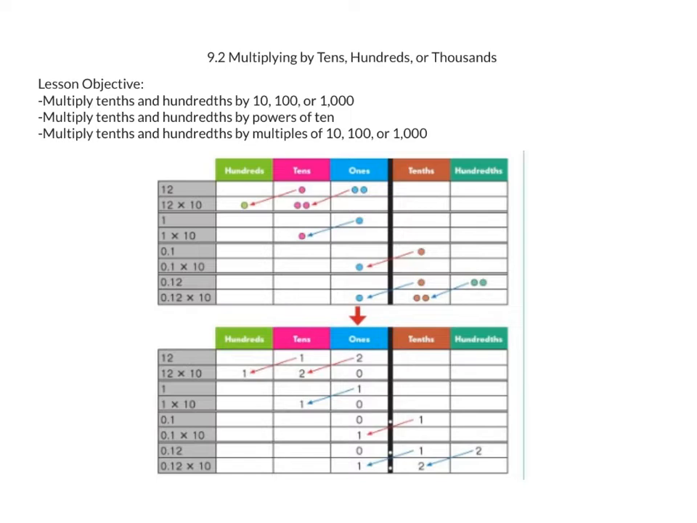Likewise, if we look at 1/10 and multiply that by 10, again we're still shifting over one place to the left. So we would move our tenths to our ones place. If we had 12 hundredths and we multiplied that by 10, then we would move each place over 1. So we would have 1, 1, and 2 tenths, or 1 and 2 tenths.